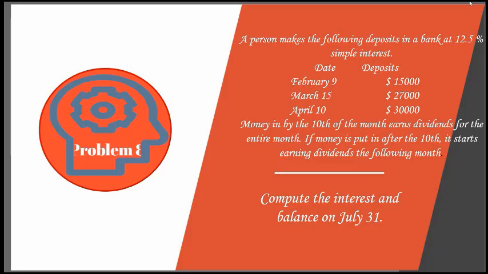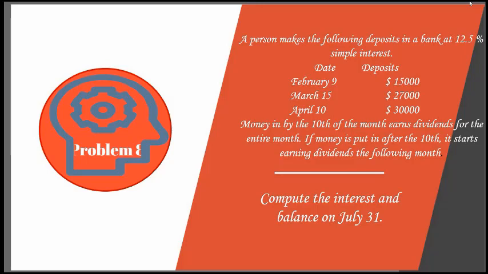The next problem number 8. A person makes the following deposits in a bank at 12.5% simple interest. Date, deposit. On February 9, the deposit was $15,000. On March 15, the second payment $27,000. On April 10, the third payment was $30,000.